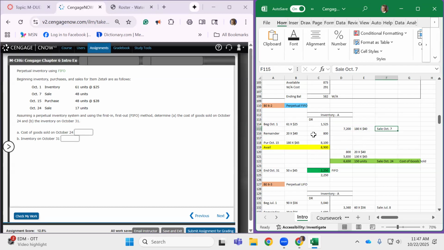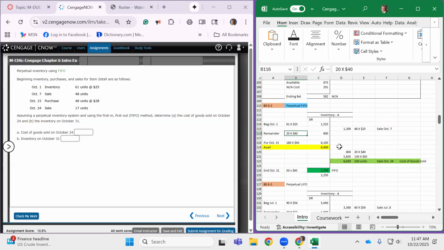Okay. We had a sale on October 7th. We're selling 48 units. So we had 61, and now we're selling those units. They didn't tell us the sales price, did they? Nope, they didn't tell us the sales price, so we just have to go with what the cost is. So 48 times 25 is what we want here. So 48 times the cost. Be sure you say cost. Cost. $1,200. Okay. That was the cost going out.